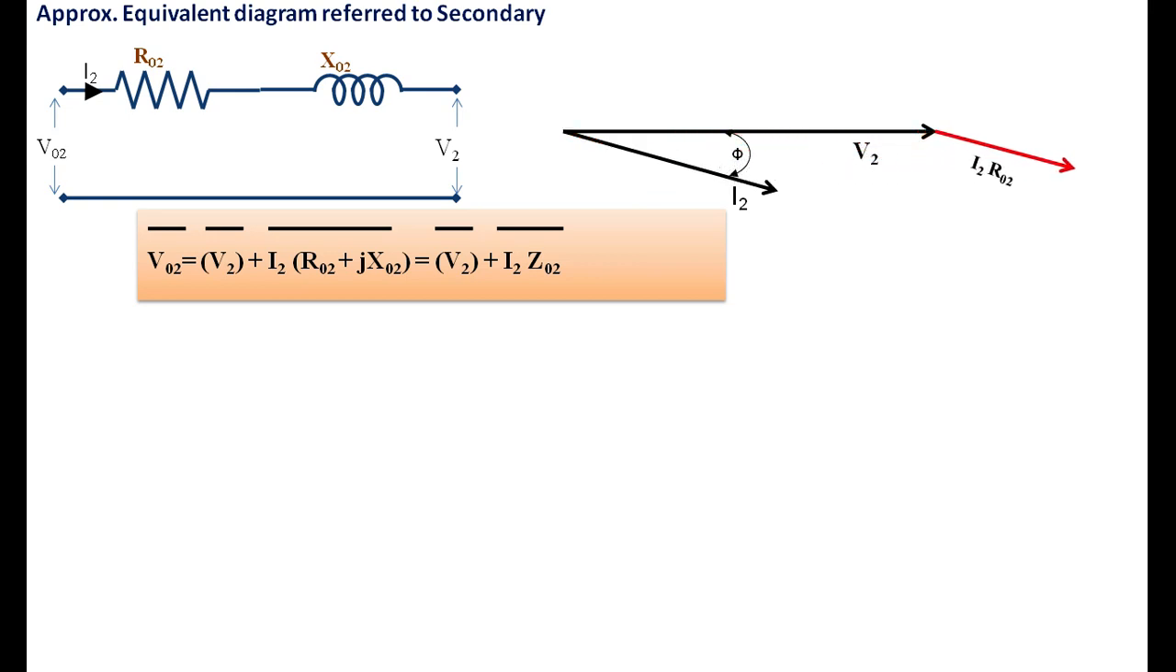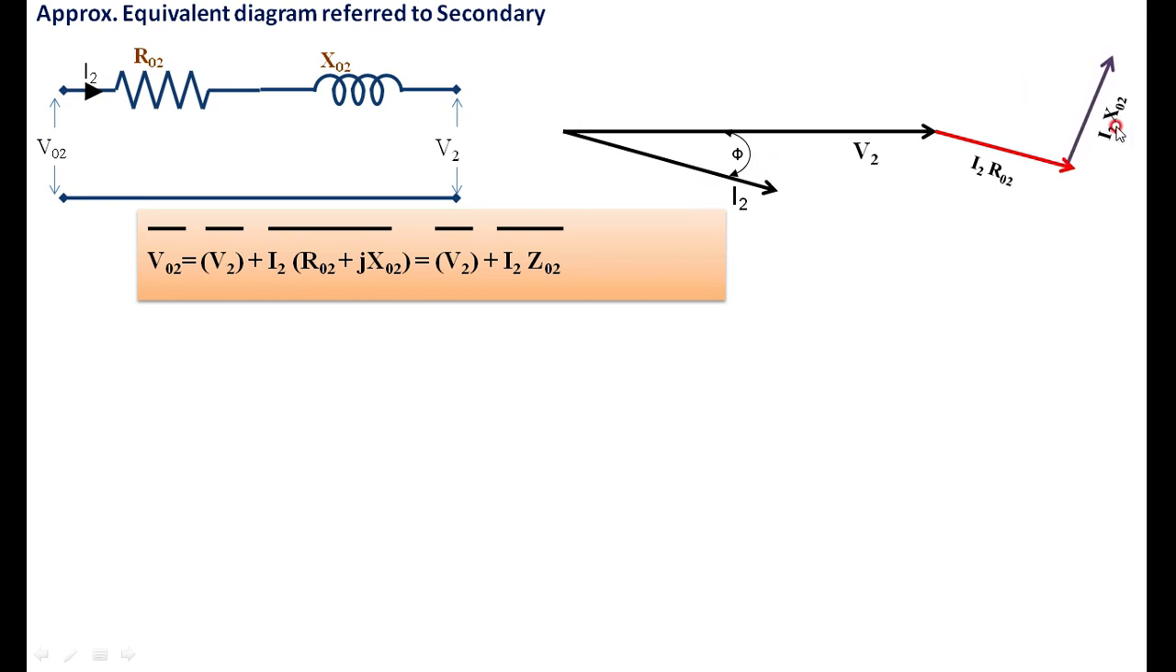It is added at the tip of V2, because I2 R02 is adding to V2. Then to this I2 R02, what I am adding is I2 X02, which is perpendicular to I2, or perpendicular to I2 R02. That is also what I am demonstrating here. See here, I2 X02 is perpendicular to I2 because it is an inductive drop. The current I2 lags this voltage by an angle of 90 degrees.